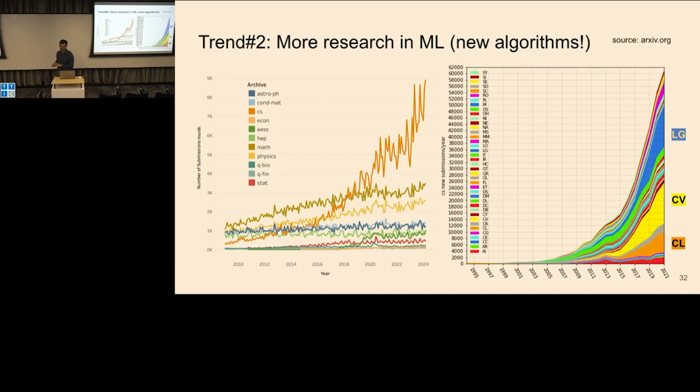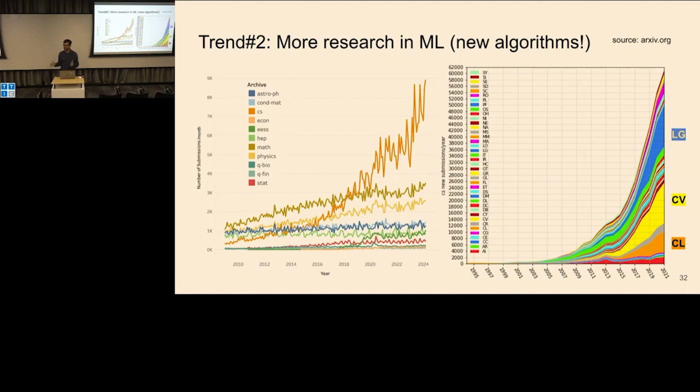Even within CS, learning, computer vision, and computational linguistics are the three top dominating fields. So you see new algorithms in machine learning for different aspects every day. Now the question is, these two trends are reinforcing each other: there are more powerful algorithms and more applications, and more applications need more algorithms, and so on.